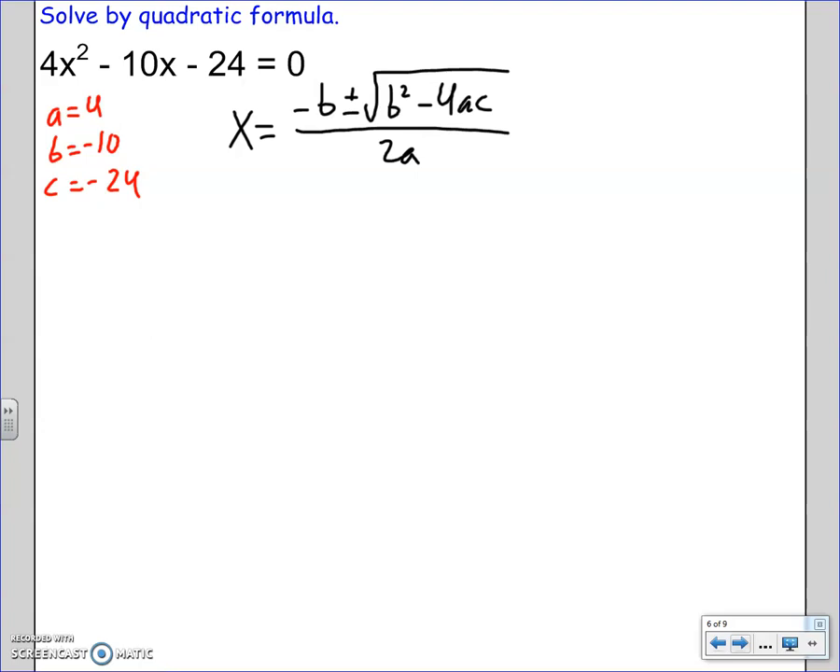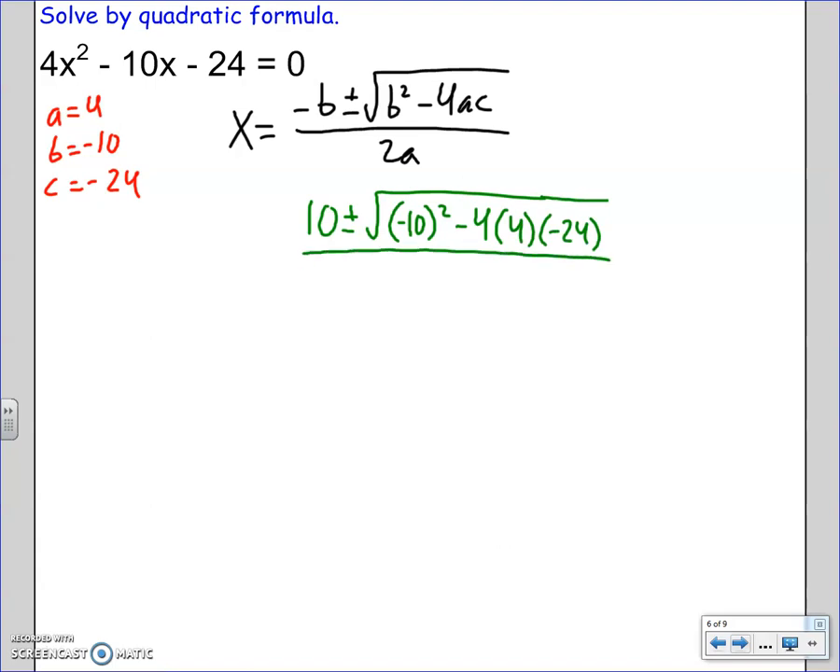The first thing says negative b. Negative b is saying negative 1 times b. So negative 1 times negative 10 is positive 10. It just changed the sign of b. Plus or minus the square root of b squared. Make sure you use parentheses around b. So it's negative 10 squared, minus 4 times a times c, all over 2 times a.